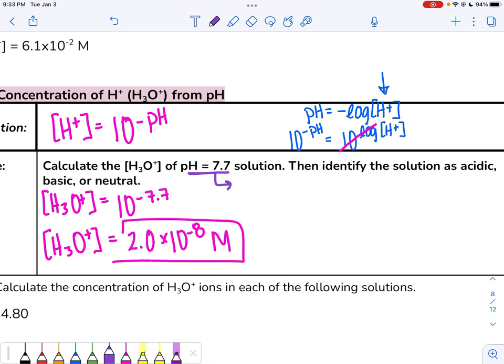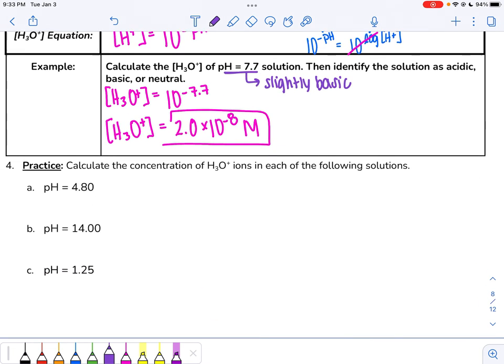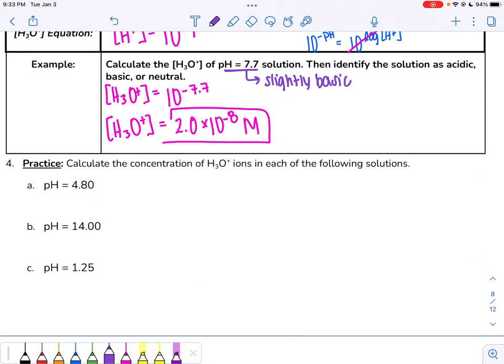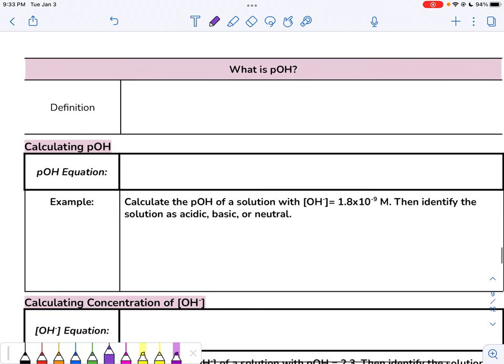To identify if this solution is acidic, basic, or neutral, again, we have to look at pH. So pH of our solution is 7.7. This is slightly greater than 7, which means this is slightly basic. All right, pause the video, try these practice problems, check your answer with the answer key, come back for the next round.